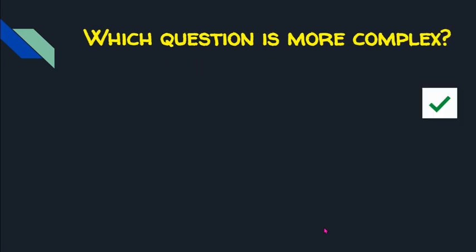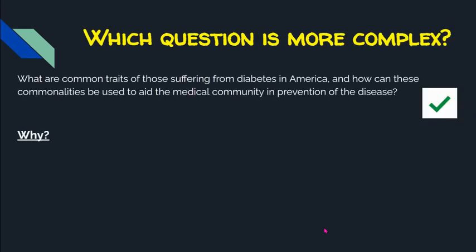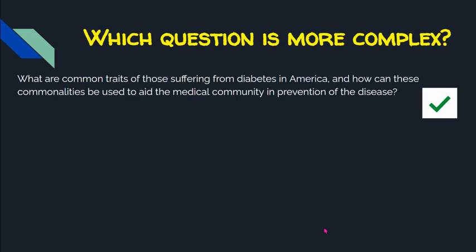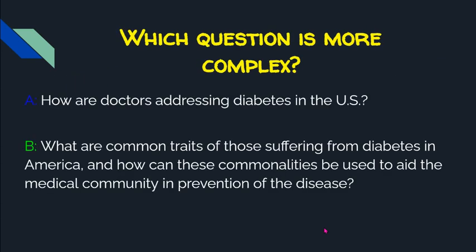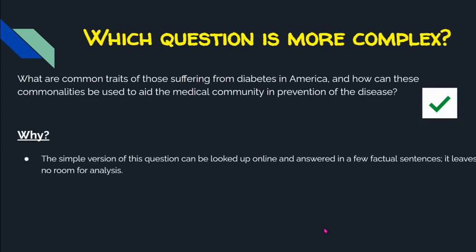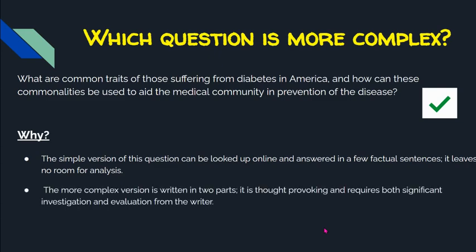So, I think very easily the one that's more wordy is obviously going to be the one that's more complex. Okay. Now, the simple version of this question, let's go back and have a look. How are doctors addressing diabetes in the US? I could literally Google that and spend a night coming up with a few answers from a few different sources. So I could answer that in like maybe 5 to 10 bullet points. There's no room for analysis. There's no way I'd have enough to write about in a 4,000 word essay.